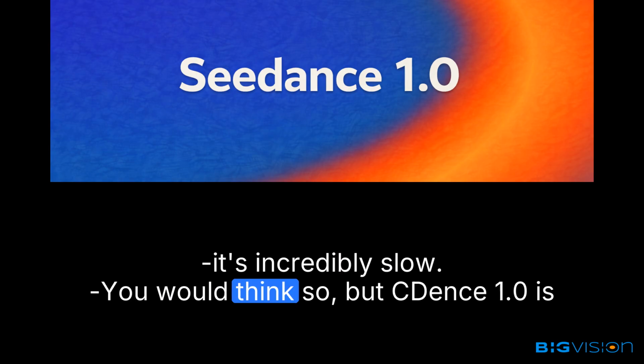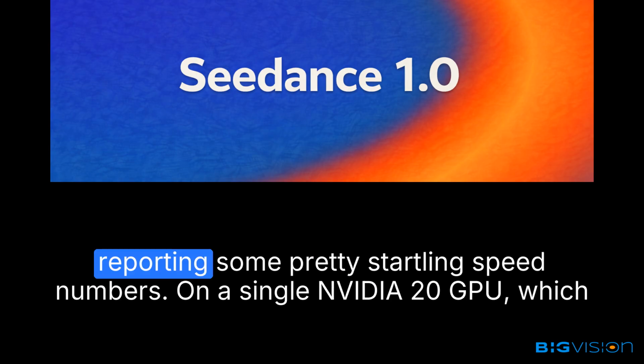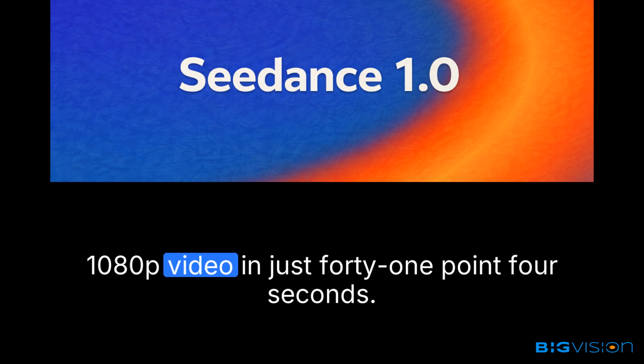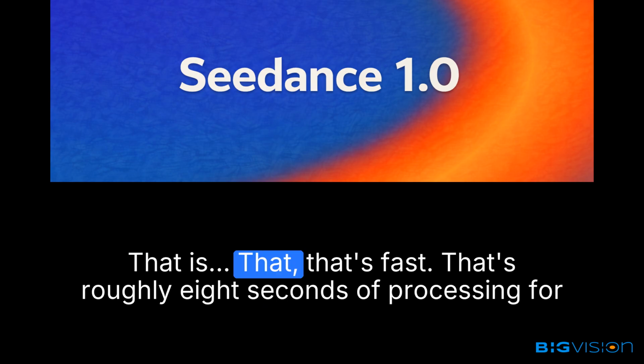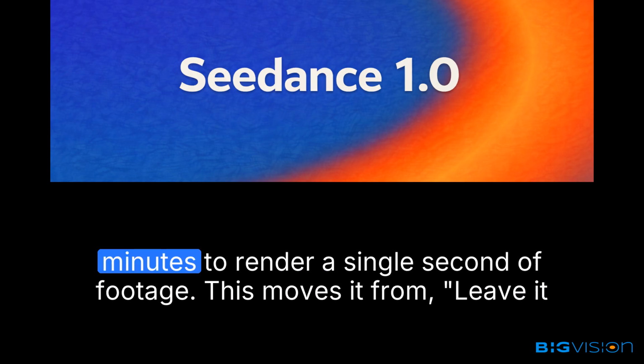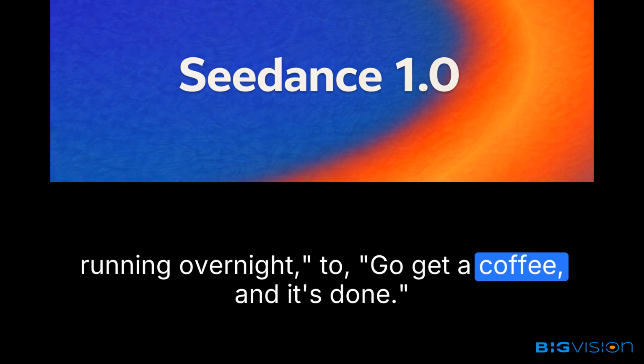You would think so. But Seedance 1.0 is reporting some pretty startling speed numbers. On a single NVIDIA 20 GPU, which is a powerful card but not a supercomputer, it generates a 5-second 1080p video in just 41.4 seconds. Wow, that's fast. That's roughly 8 seconds of processing for 1 second of video. Compare that to competitors that can take minutes to render a single second of footage. This moves it from leave it running overnight to go get a coffee and it's done.